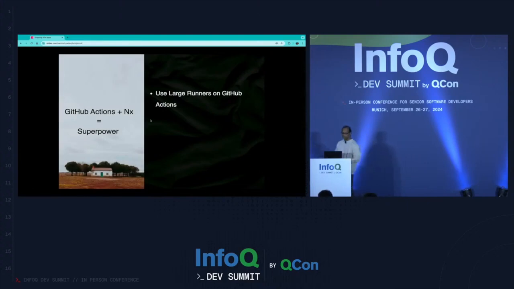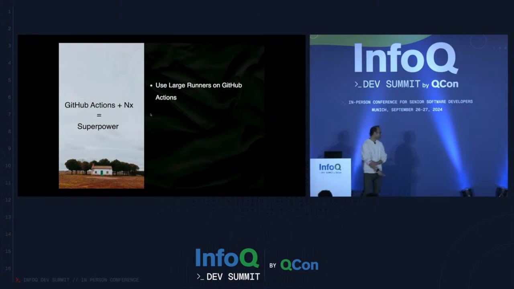So how do we do it? We actually use larger runners on GitHub Actions. We use our own machines. We used to use GitHub-provided machines, but it was too expensive for us, so we moved on to using our own machines. We use MergeQ to run end-to-end tests.